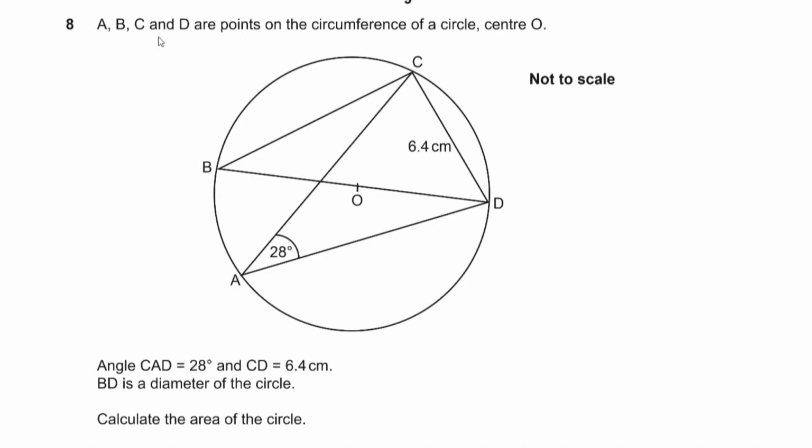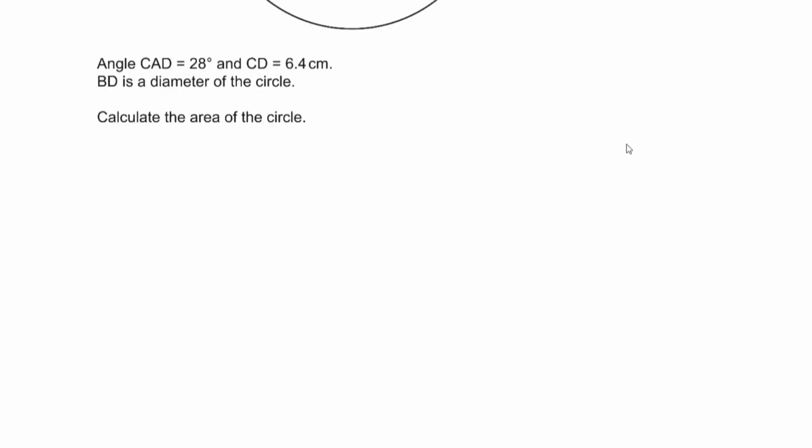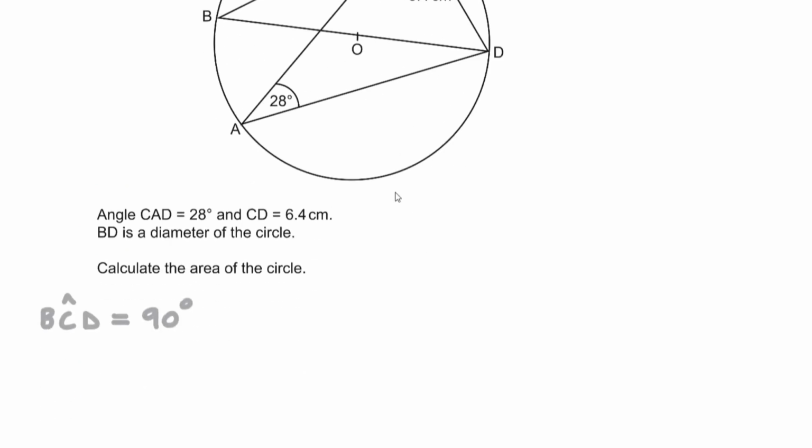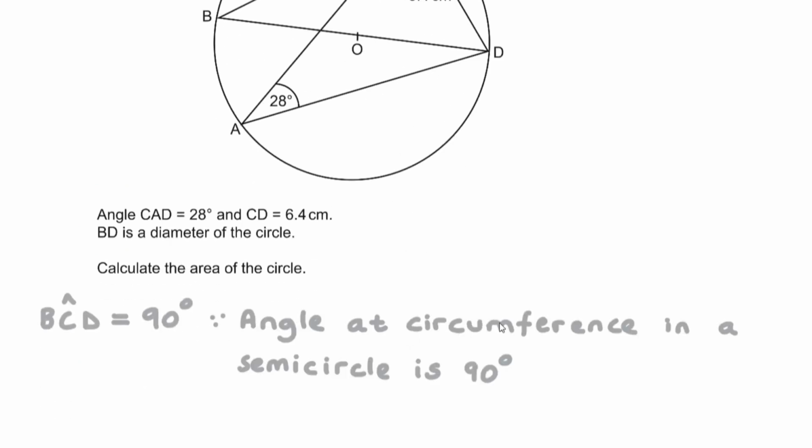Question 8. A, B, C and D are points on the circumference of a circle with centre O. The angle CAD is 28 degrees and CD is 6.4 centimeters. BD is a diameter of the circle. We have to calculate the area of the circle. Well, the first thing we can state is BCD, so that's this angle here. That's 90 degrees because the angle at the circumference in a semicircle is 90 degrees.